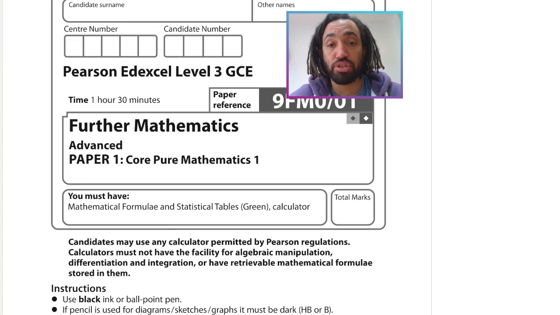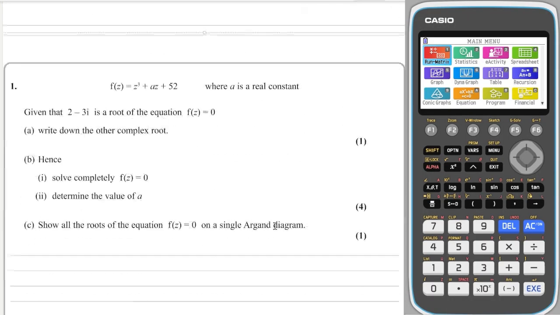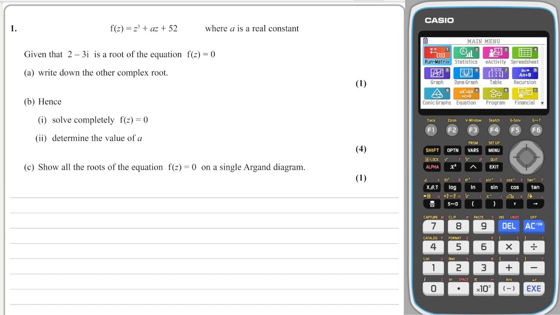Okay, let's get into the paper. Okay, question 1. We are told that we have a complex root of this following cubic equation. It says write down the other complex root. Well, the other complex root will be its conjugate, which is 2 plus 3i. So nice easy starter to get us warmed up.